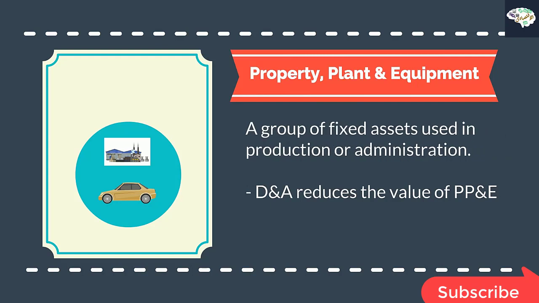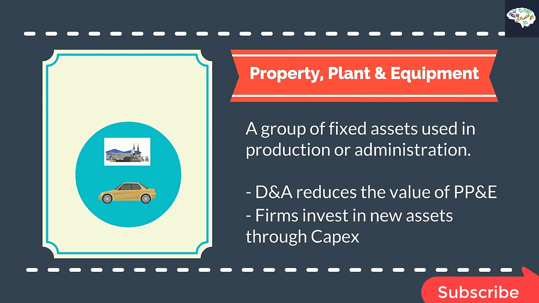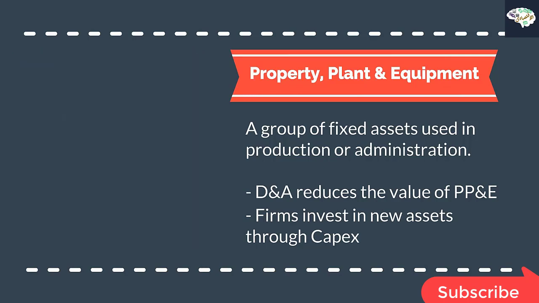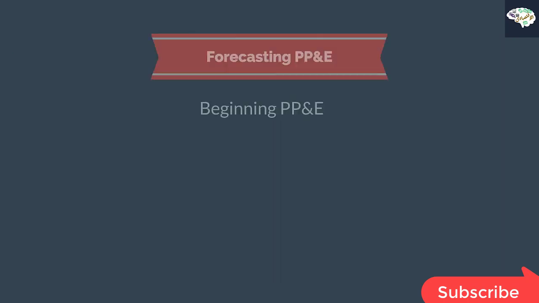Every year, the value of these assets is reduced through depreciation, an account showing the assets are older and their market price has decreased. However, most firms invest in new PP&E assets every year. This spending is called capital expenditures, or simply CapEx. These are new assets added to the PP&E account.